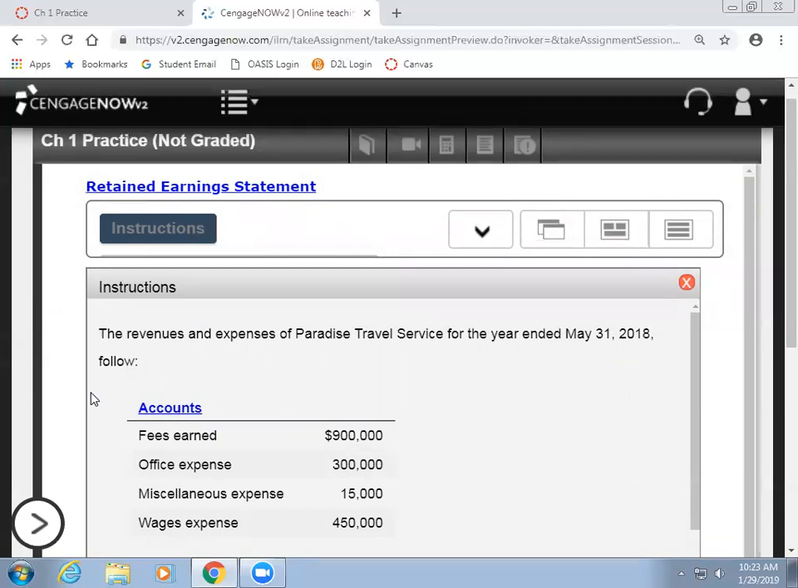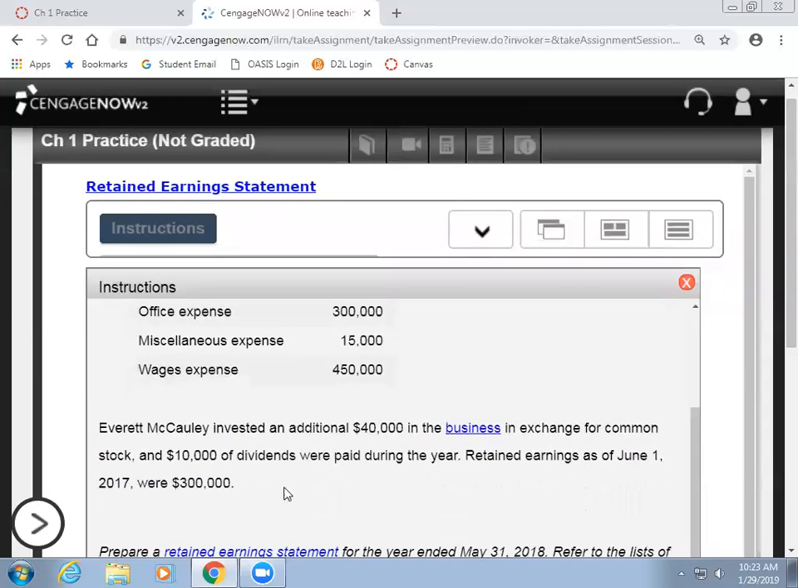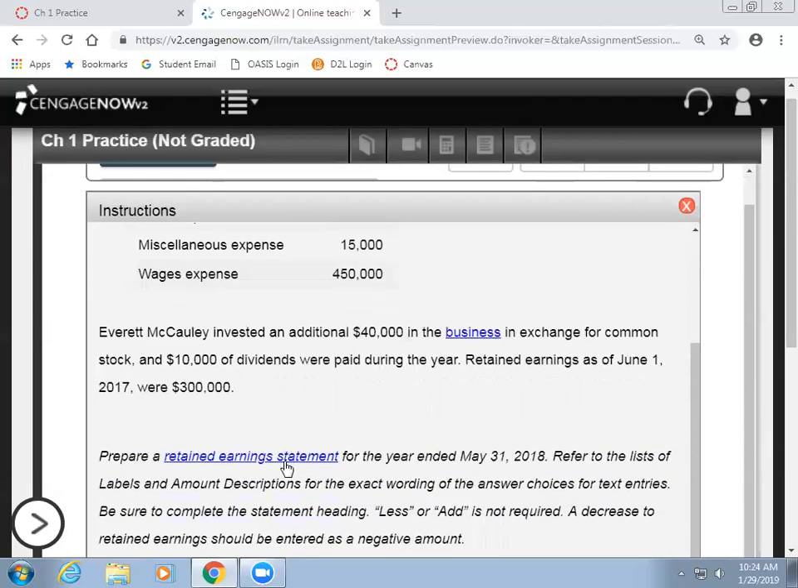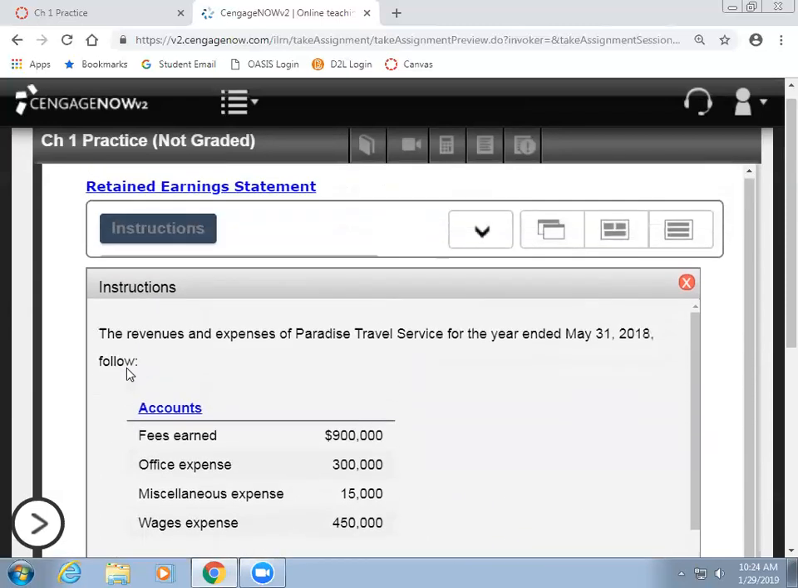So here it gives us, if you notice, the same amounts as the income statement. So at least there we get a little bit of a break. It may not be that way on your homework because you'll get different numbers. They give us the revenues and expenses. And then it says Everett McCauley invested an additional $40,000 in the business in exchange for common stock, and $10,000 of dividends were paid during the year. Retained earnings as of June 1st, 2017 were $300,000. So he had beginning retained earnings of $300,000. So we're going to prepare a retained earnings statement for the year ended May 31st. Okay. So there's the instructions.